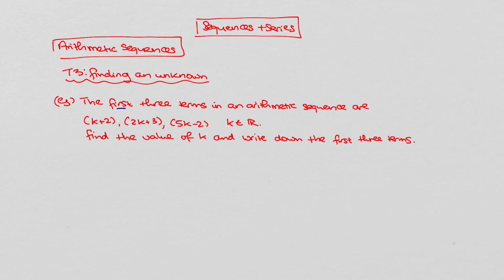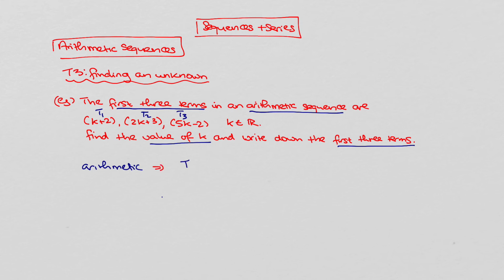So we would underline that these are the first three terms, and we would underline that they are in arithmetic sequence. And we have to find the value of k, and then we also have to write down the first three terms. So above the three terms, we're going to write T1, T2, and T3. And the fact that they're in arithmetic sequence implies that there is a common difference.